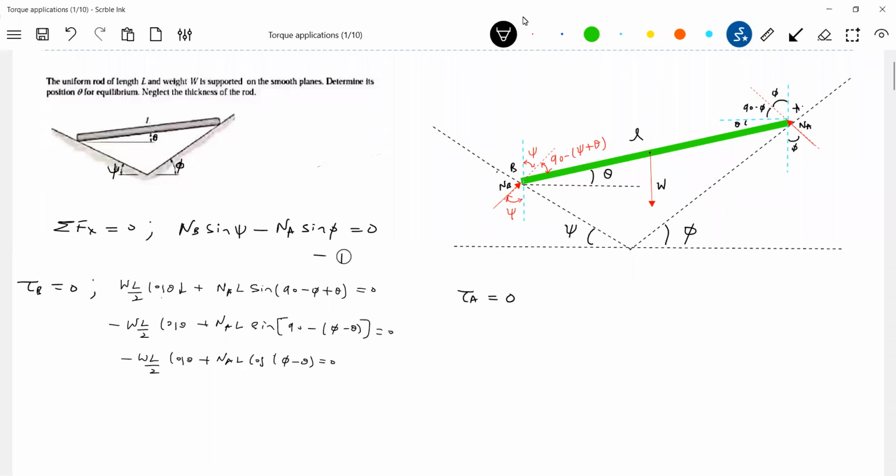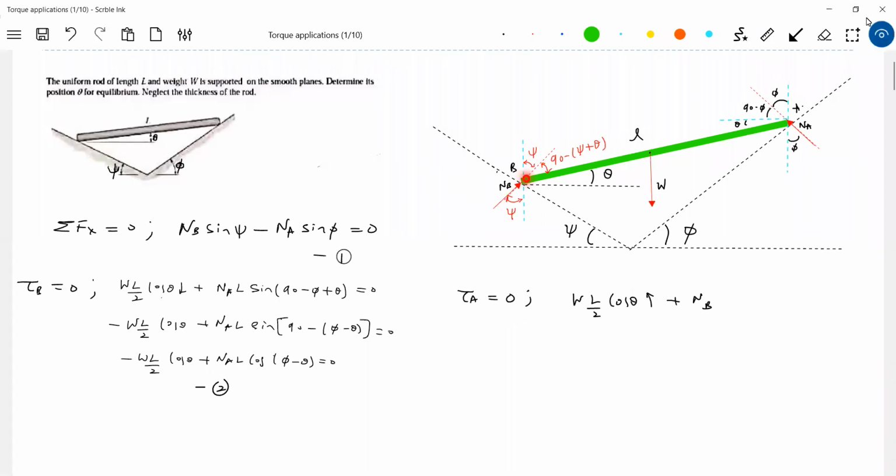Net torque about A will say net torque about an axis passing through point A. What is the axis? Axis will be passing through point A perpendicular to the plane of the diagram. That's what we are defining here. Now torque about A, so this is equation 2. Similarly, W into L by 2 cos theta. It should be anti-clockwise.